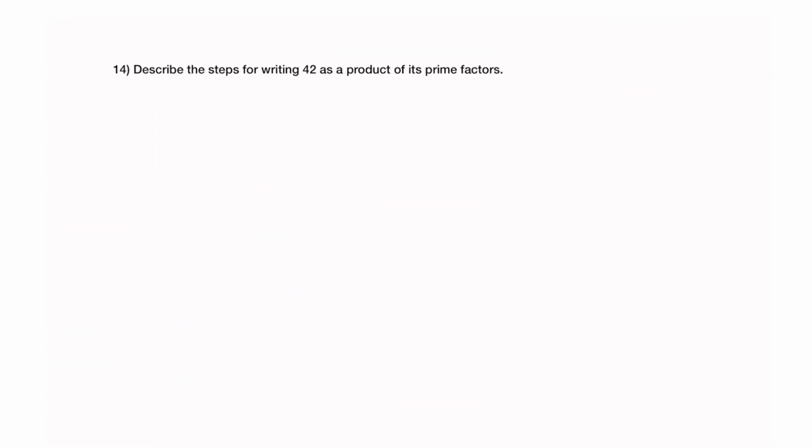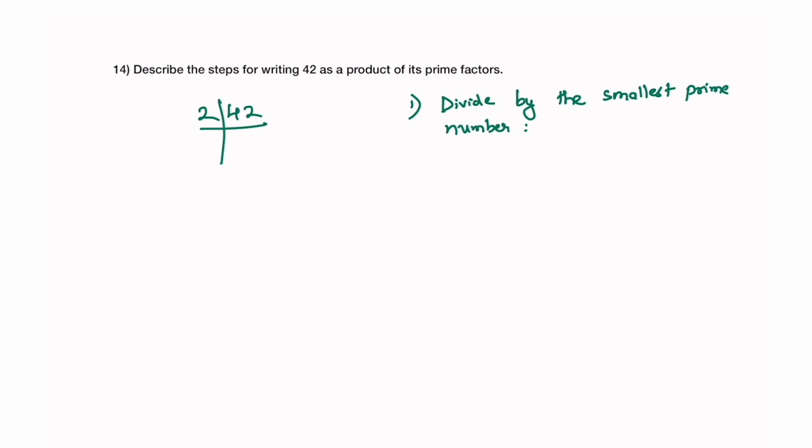Okay, so we have finished those questions and we are here. Describe the steps for writing 42 as a product of its prime factors. So it's basically what you have done so far. They're asking us to write steps for that, right? So if you have to write 42 as a product of its prime factors, what do we do? First, we write 42 here and we divide by 2, right? So we will say the first step is to divide by the smallest prime number, which is 2 here because it's divisible.